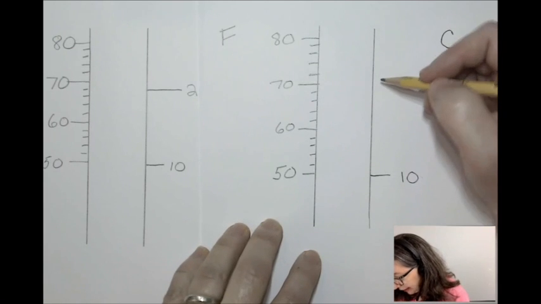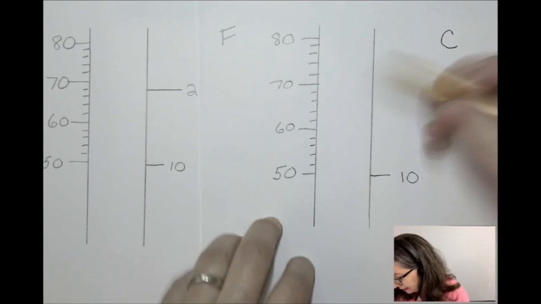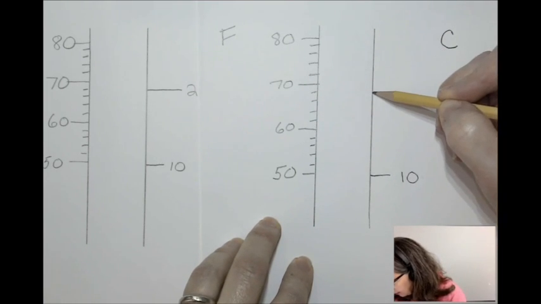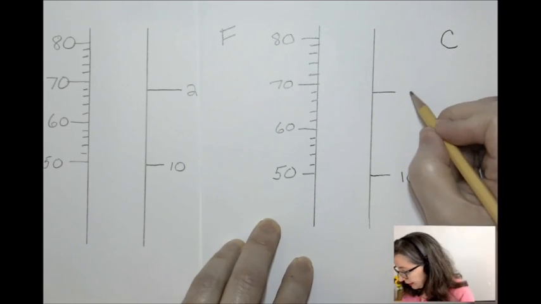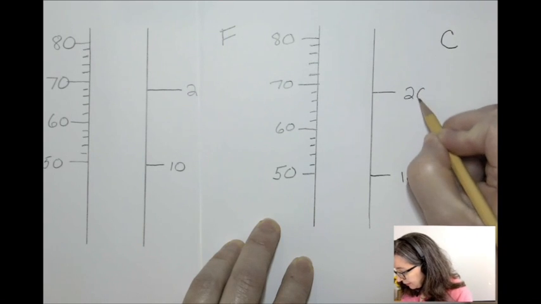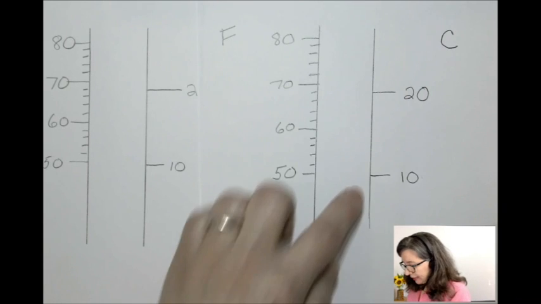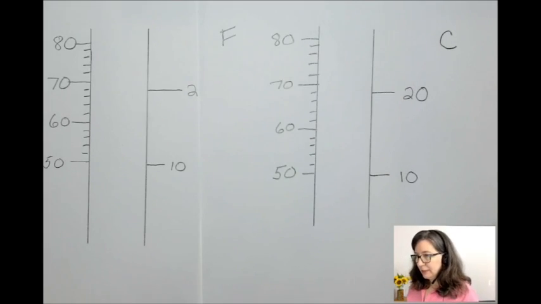Now, for our next mark, we have to go up to 68. How do we find 68? We can go 60, 2, 4, 6, 8, and go right opposite that. And that's going to be our 20 degrees. So you can see the scale is quite different. And I don't want to add the little tick marks between the 10 and the 20 because I want to keep this very simple.